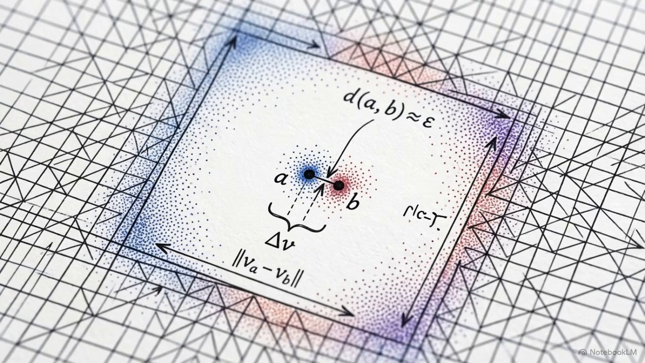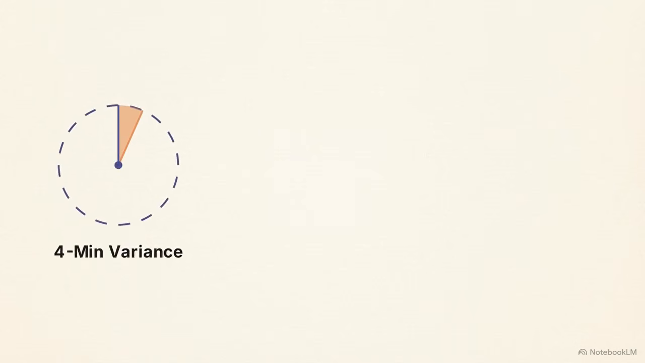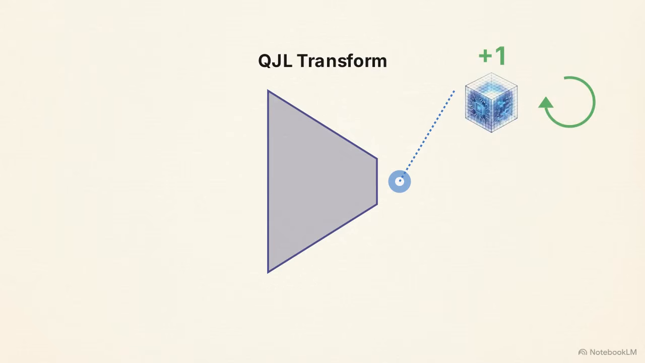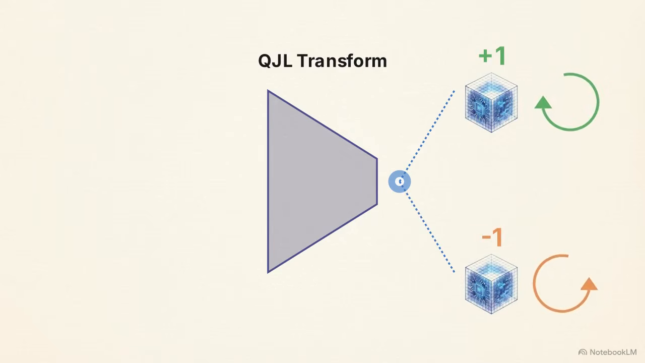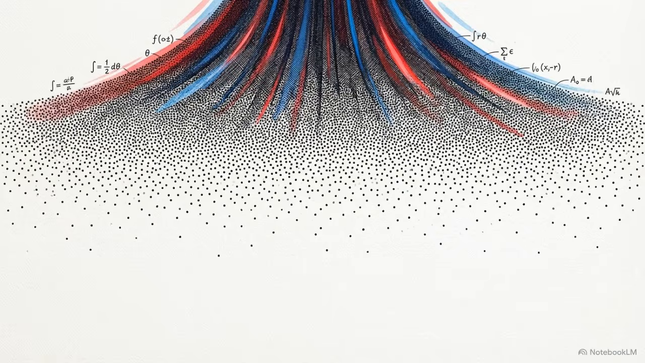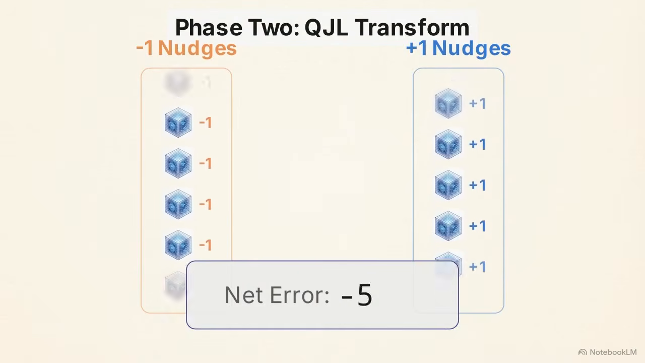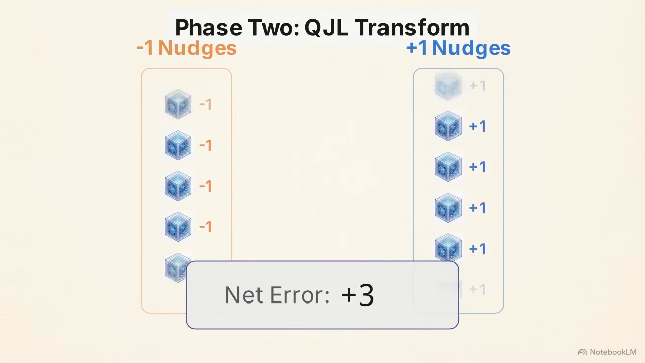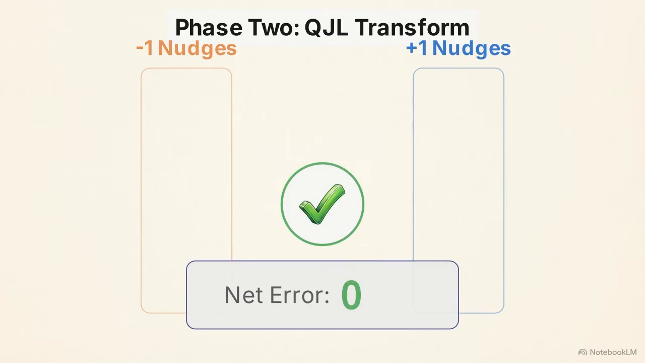It acts as a microscopic mathematical error checker. QJL projects that leftover 4-minute variance into a lower dimensional space, boiling the error down to a single sign bit, a positive one for a clockwise nudge or a negative one for a counterclockwise nudge. When an LLM generates text, it sums thousands of data points to calculate an attention score. The law of large numbers dictates that these positive and negative nudges statistically cancel each other out, neutralizing the rounding errors.